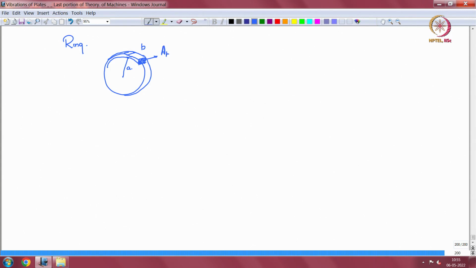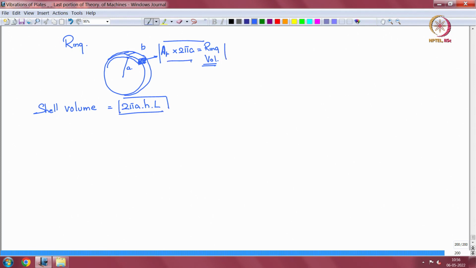So what is the volume of the ring? Area of the ring into twice pi a is the ring volume. Similarly, what is the shell volume? Shell volume is twice pi a into the thickness into the length. You will need this later, that is why.